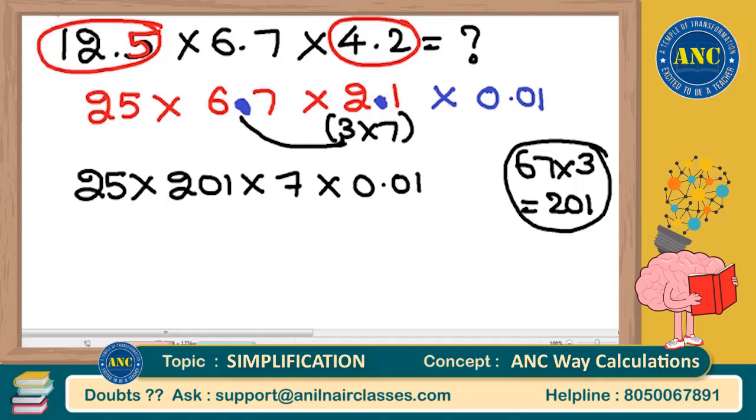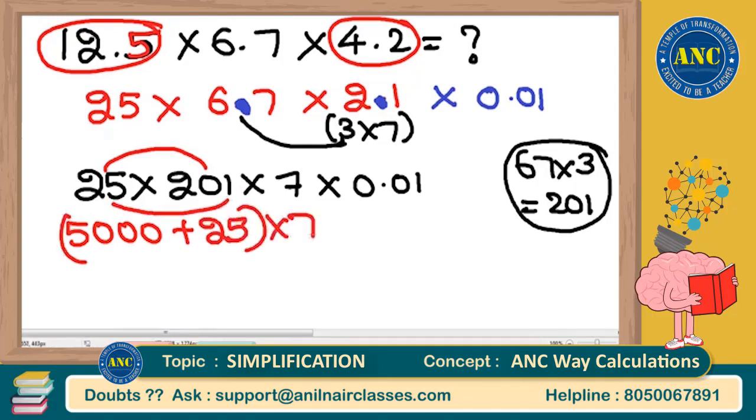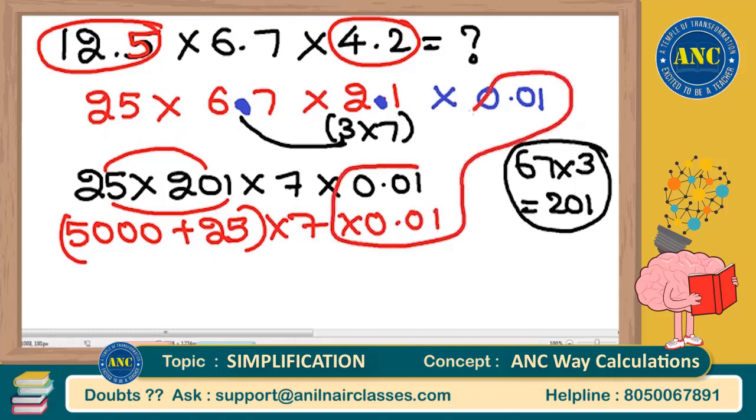Now, how easily you can multiply things, sir? Please observe carefully, sir. 25 into 201 I have. Can I write it as 25 into 200? It is 5000. 25 into 1, it is 25 into 7. Multiplied with 0.01. You need not write this 0.01 every time in the paper and waste your time. You can directly write it at the end.